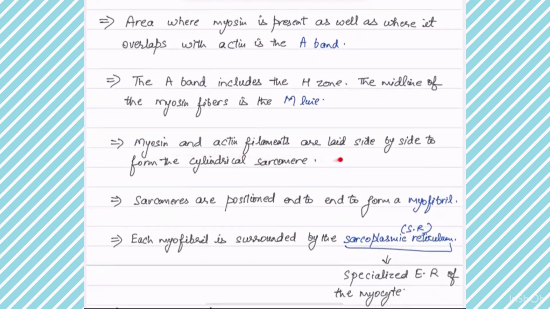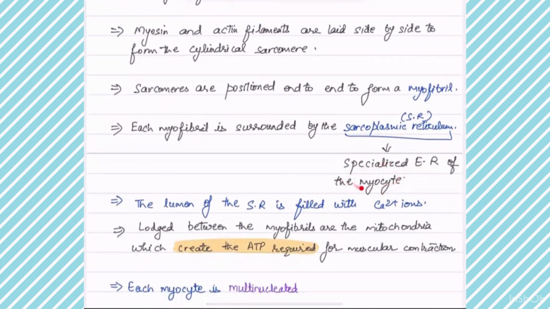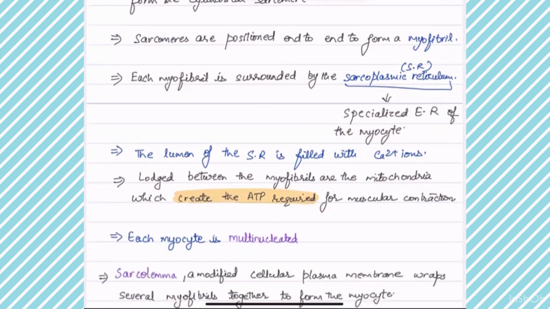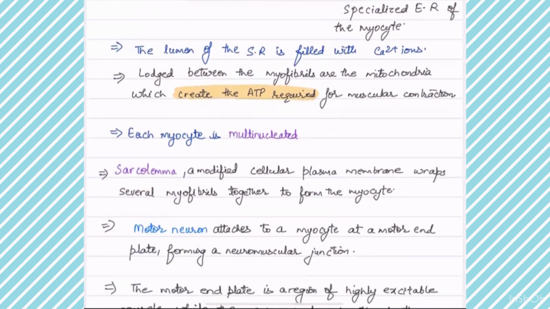Myosin and actin filaments are laid side by side to form the cylindrical sarcomere, and sarcomeres are positioned end to end to form a myofibril. Each myofibril is surrounded by sarcoplasmic reticulum, which is the specialized endoplasmic reticulum of the myocytes, the muscle cells. The lumen of the sarcoplasmic reticulum is filled with calcium ions. Lodged between the myofibrils are the mitochondria, which create the ATP required for muscular contraction, and each myocyte is multinucleated. The sarcolemma, a modified cellular plasma membrane, wraps several myofibrils together to form the myocyte.